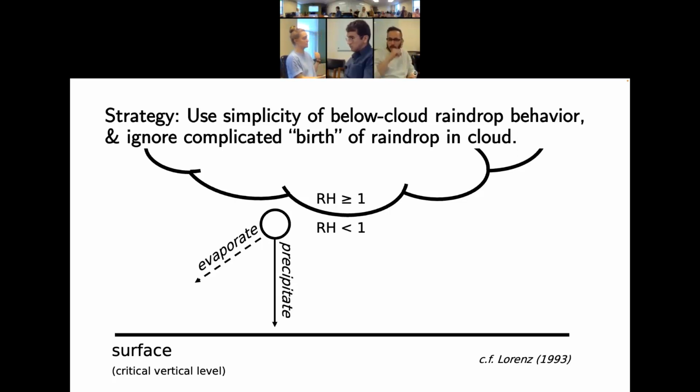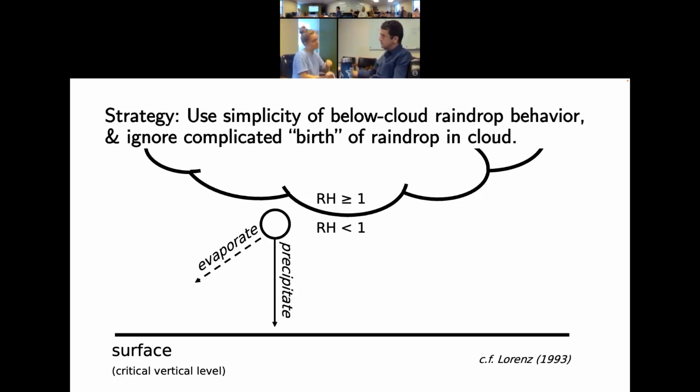So the idea of this work, which takes inspiration from a great paper of Ralph Lorenz's about Titan raindrops from 1993, is to exploit the physics of what liquid drops or raindrops do after they leave the cloud and stop growing. And by leaving the cloud, I just mean they enter subsaturated air. They're actually pretty simple. They're just falling and evaporating. And so we want to use the simplicity of these below-cloud raindrops and just ignore all of the details of what's happening inside the cloud and look at what that can tell us about cloud evolution.